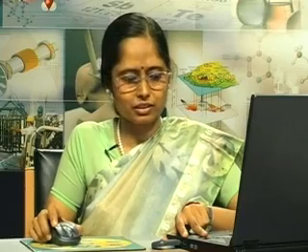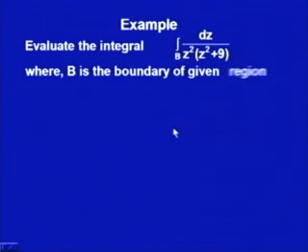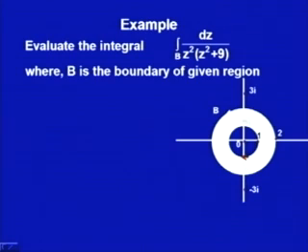Now, let us see how this helps in the evaluation of integrals first, and then we will see the Cauchy integral formula. So, let us see one example. Evaluate the integral of dz upon z square into z square plus 9 along the boundary B, where B is the boundary of this given region, the disk where mod z lies between 1 and 2. Along this boundary we have to evaluate the integral of this function.